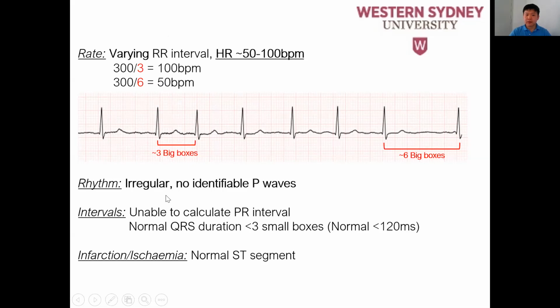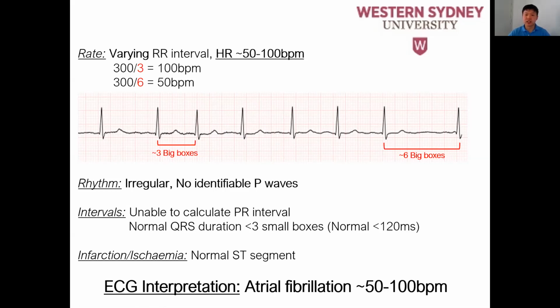The rhythm is irregular, and we can see that there are no identifiable P waves. There are no obvious P waves before each QRS complex at all. For the intervals, we're unable to calculate a PR interval because there are no P waves. The QRS duration is normal, it's not wide, because it's less than 3 small boxes. And for the ST segments, there's no ST elevation or ST depression. All these key features of an irregular rhythm with no identifiable P waves are very typical of atrial fibrillation. So this is an example of an atrial fibrillation ECG, with a rate of between 50 and 100 beats per minute, which can be important because you want to see if they have a very rapid ventricular rate, anything above 120 beats per minute.